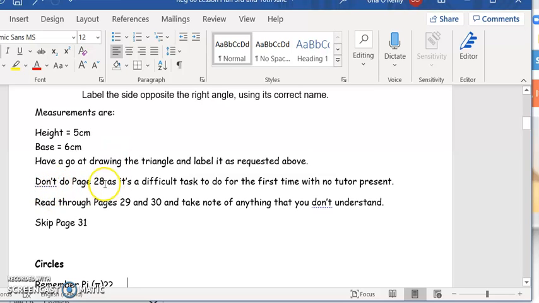Don't do page 28. That's about bisecting an angle, and it's difficult to do on your own for the first time. You also need a compass for it. And we'll read through pages 29 and 30. This is about triangles. I just want you to let me know anything you don't understand, and then we're going to skip page 31 as well before we get on to circles.